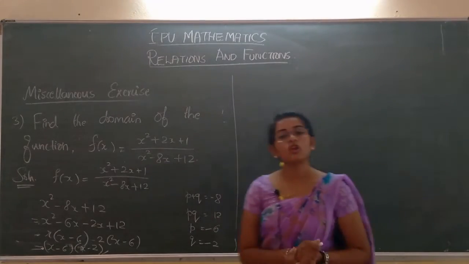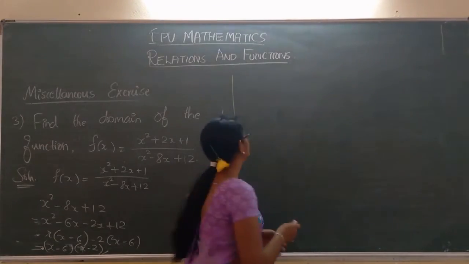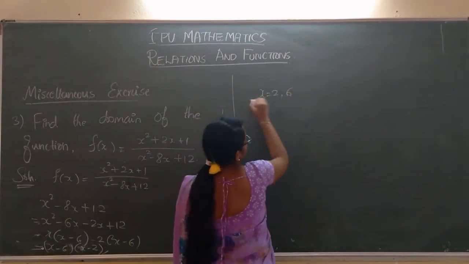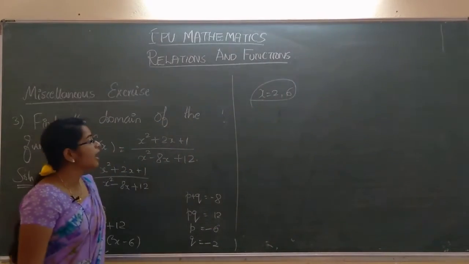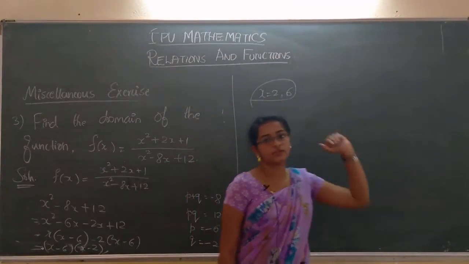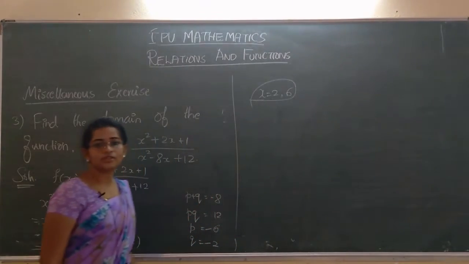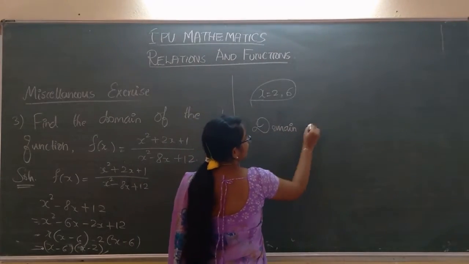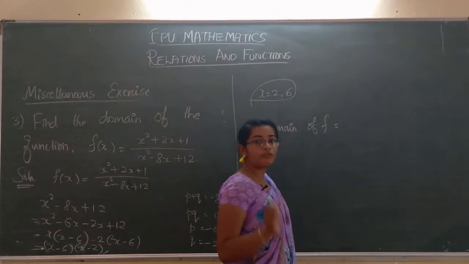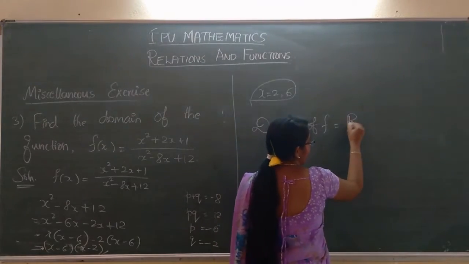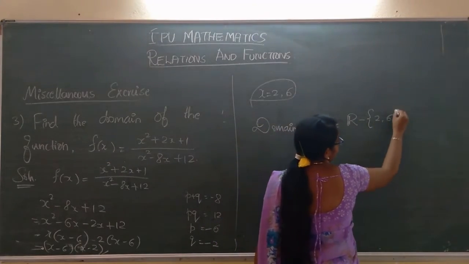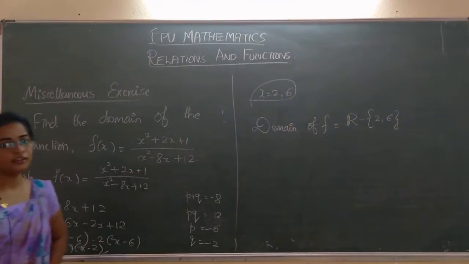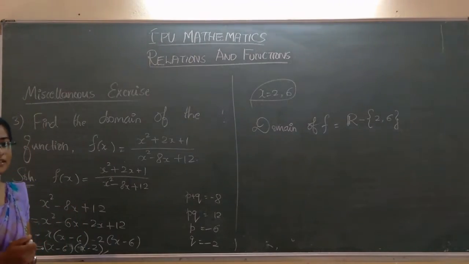Now, the denominator should not be equal to 0. What does that imply? If the denominator is equal to 0, I will get x is equal to 2 and x is equal to 6, right? I should exclude 2 and 6 so that my denominator will not be equal to 0. So, what is the domain? Domain of f is the set of all real numbers R minus the set {2, 6}. This is how you need to calculate the domain of the given function. I hope this is clear for you.